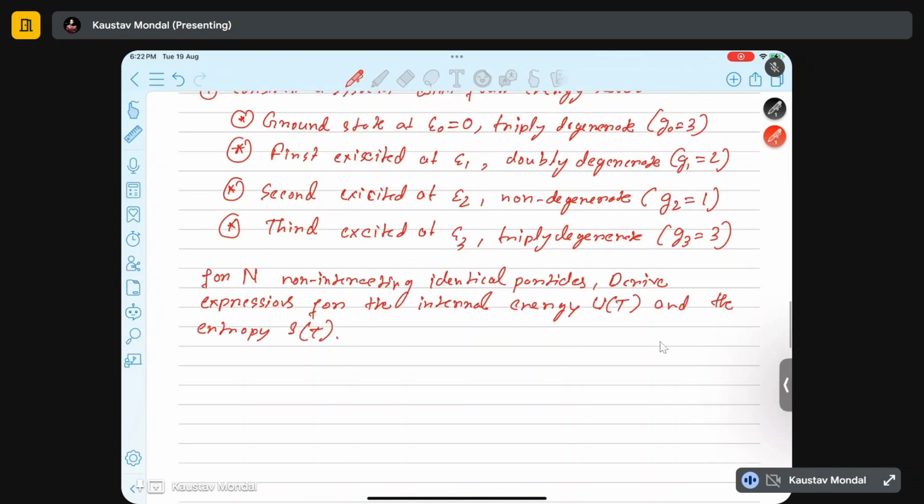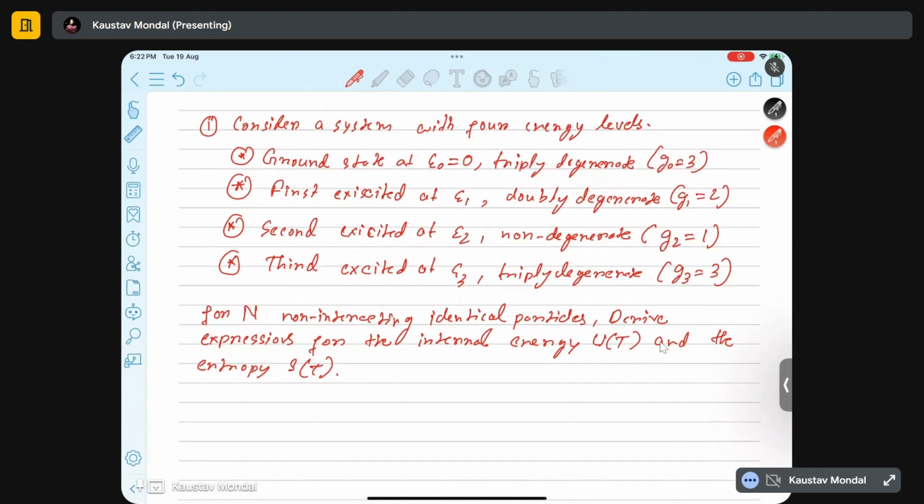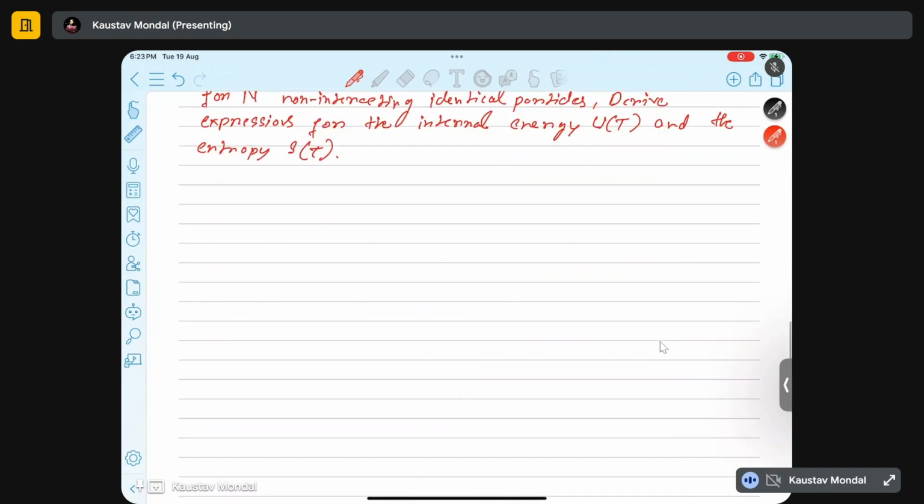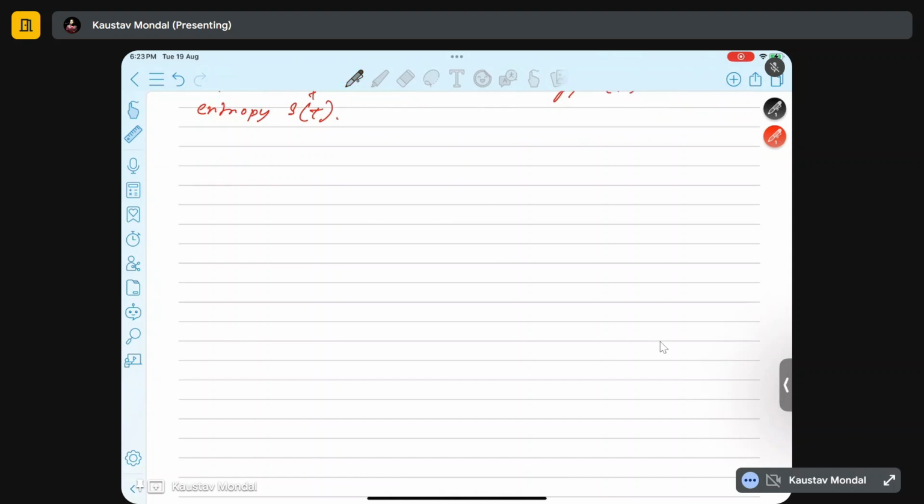So basically the thing is, these are four energy states. In the problem it is mentioned that the particles are non-interacting and identical, which makes things a bit simpler for us. We will first do this whole thing for a single particle system. Then, as the particles are identical and non-interacting, from the single particle system we can easily transform the results to an N particle system.